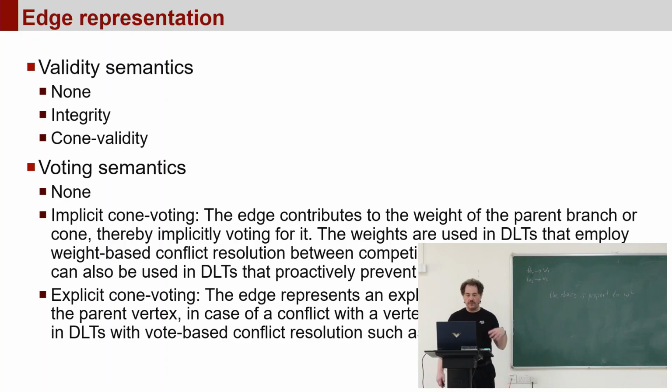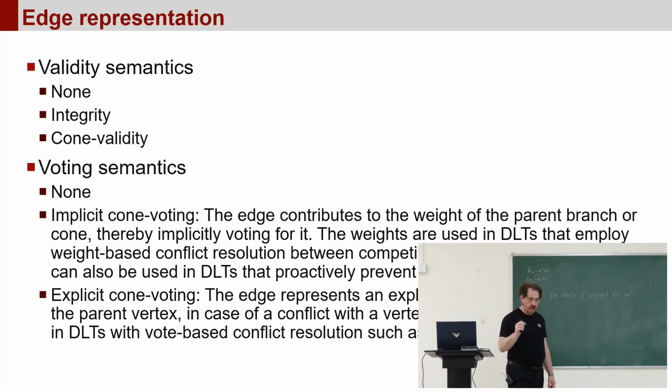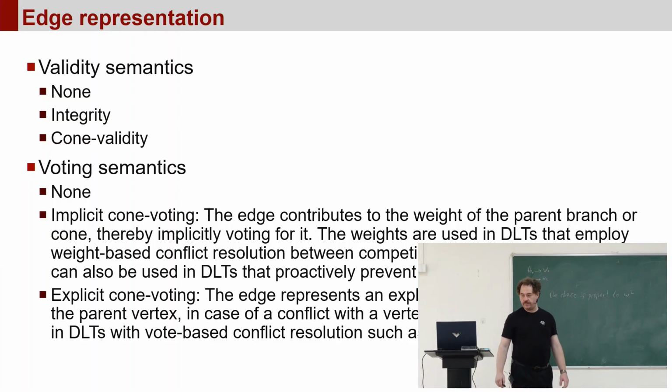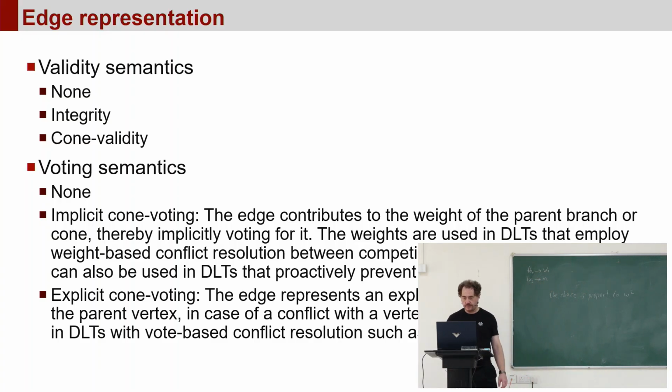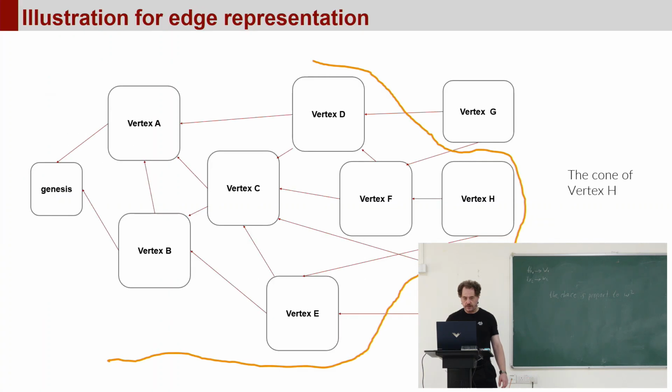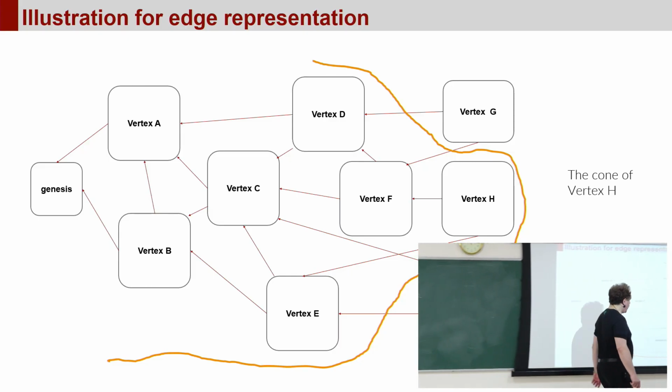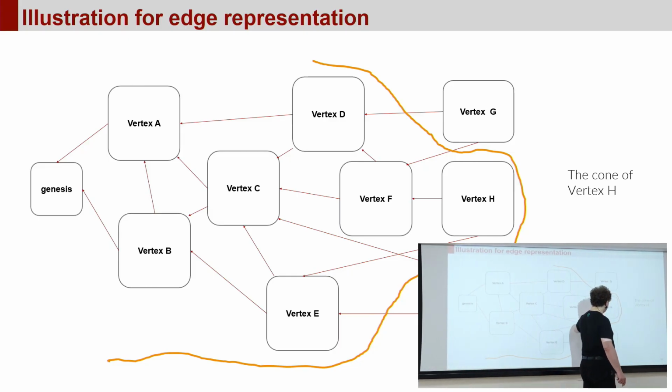And then, in addition to validity semantics, an edge may also represent voting semantics. So an edge from a later vertex may indicate that the later vertex votes for an earlier vertex in case of conflicts between different vertices. So here's an example. This is the cone of vertex X and vertex H, right?